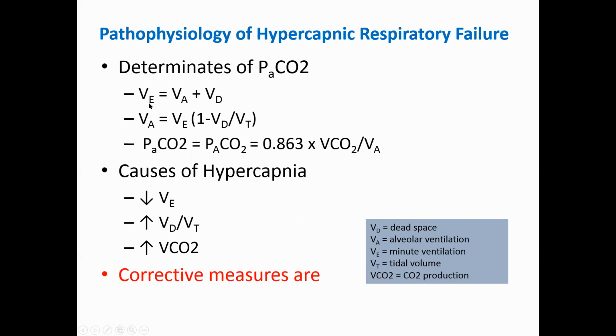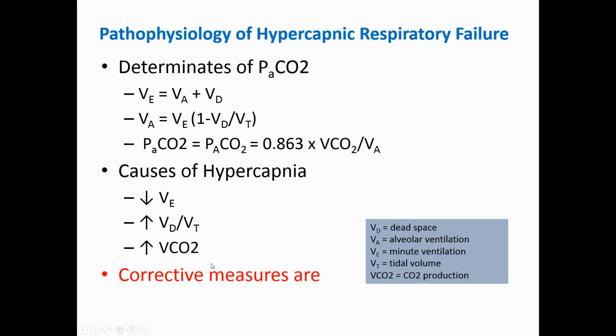If you remember your medicine 101, minute ventilation is equal to alveolar ventilation plus your dead space. The lower the alveolar ventilation, the higher your PCO2 will get. You can play with the mathematics a little bit. Your arterial PaCO2 is equal to your alveolar CO2, which is equal to a constant multiplied by the amount of carbon dioxide that you produce, and inversely proportional to the alveolar ventilation.